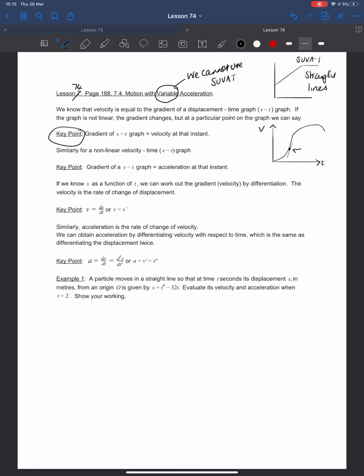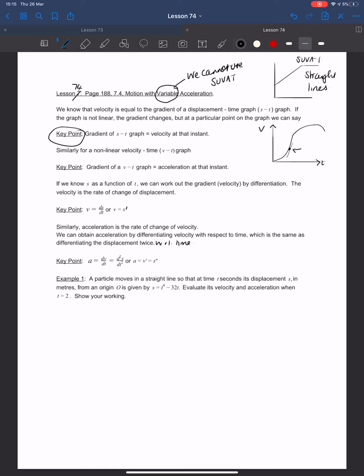So if we know s as a function of t, we can work out velocity by differentiation. The velocity is the rate of change of displacement. So velocity is ds by dt, or v is s dashed. Velocity is the first derivative of displacement. Similarly, acceleration is the rate of change of velocity. So we obtain acceleration by differentiating velocity with respect to time, which is the same as differentiating the displacement twice with respect to time.